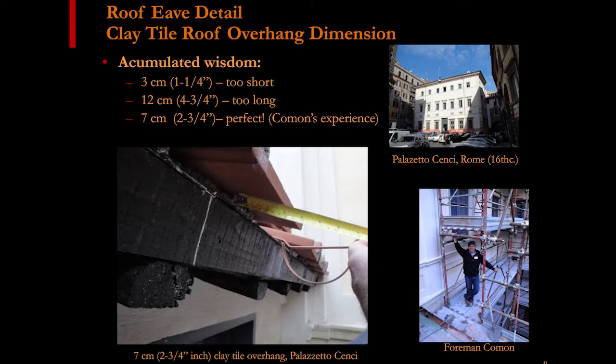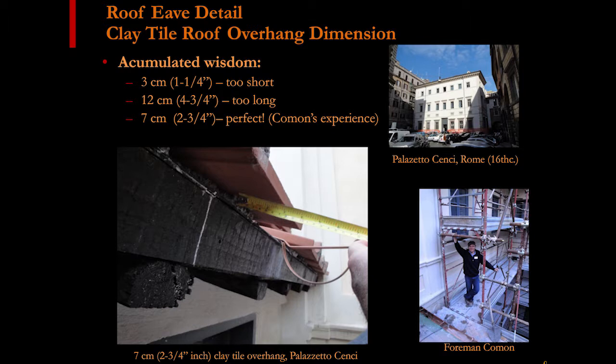So a very rustic little courtyard here, and the foreman told me right away, he was redoing this roof, that this overhang should be exactly 7 centimeters, 7 or 8 centimeters, which is about 2 3/4 inches.